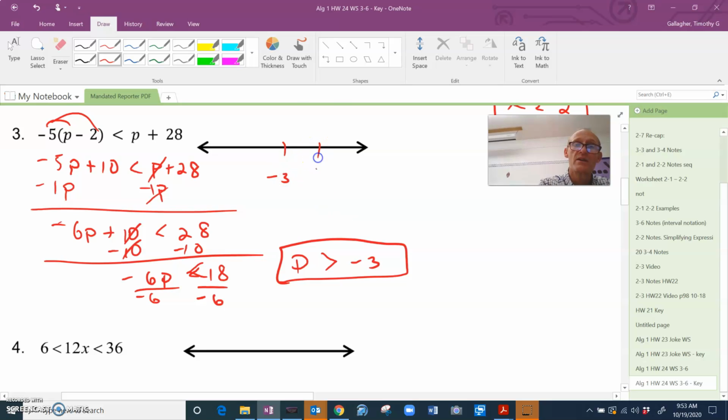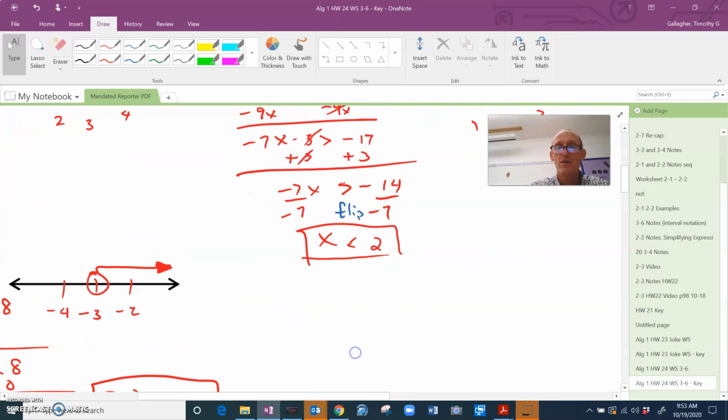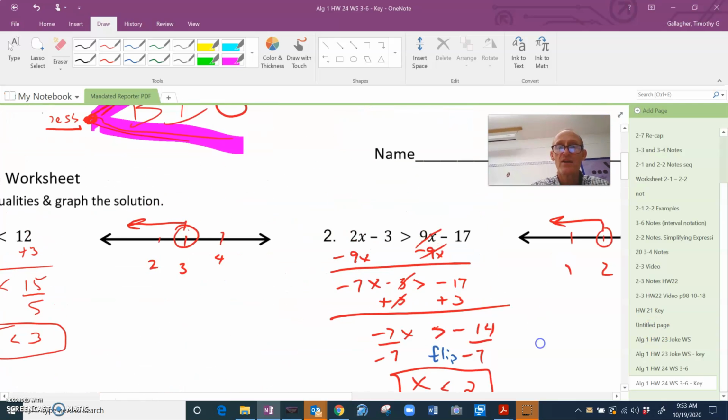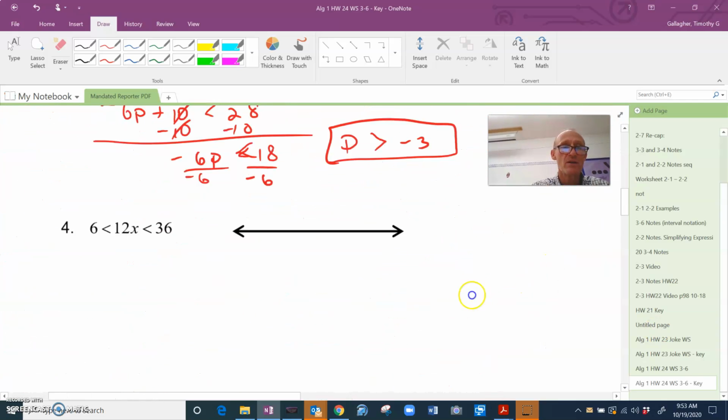This is negative 3. This is negative 2. Negative 4. Greater than negative 3 is to the right, so all those numbers to the right of negative 3 is the solution. Okay, looks good there.